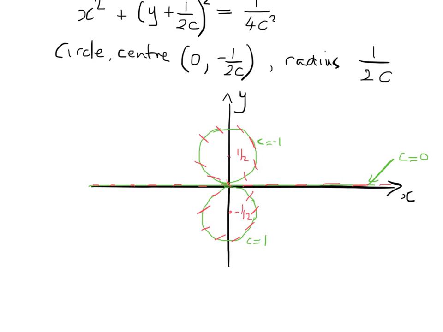So c equals 2. Well, at c equals 2, the centre is minus a quarter. Hopefully you can see that. So that's there, minus a quarter. And we have a radius of a quarter. So we're going to get a smaller circle there. And the same is going to happen up here. We're going to get a circle like that.